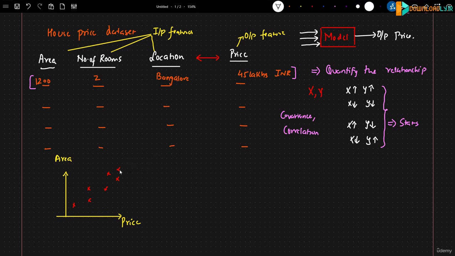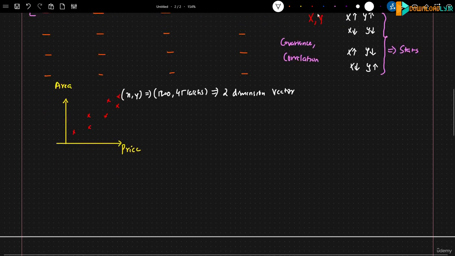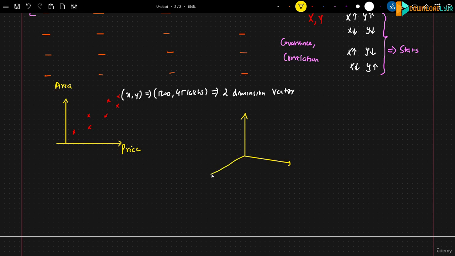So when I say 2 dimension, that basically means I'm plotting a point, and this point will have an X coordinate and a Y coordinate. Let's say that X and Y coordinate are nothing but 1200, 45 lakhs, right? Similarly, different points will be denoted by different coordinates. Since I'm using 2 different values, this becomes a 2 dimension vector. Now you may be thinking, can we draw a 3 dimension vector? Yes. Let's say this is my area, this is my price, and this is my number of rooms. So here I will write area, price, number of rooms.